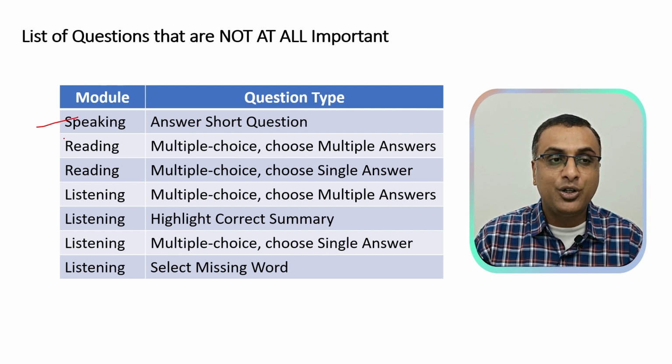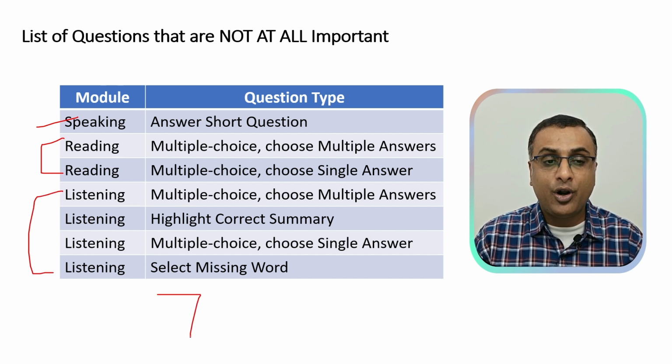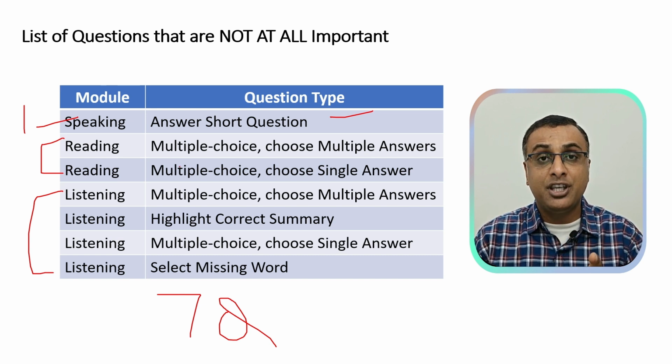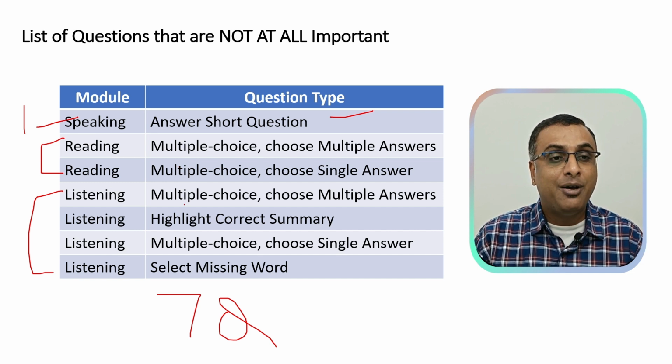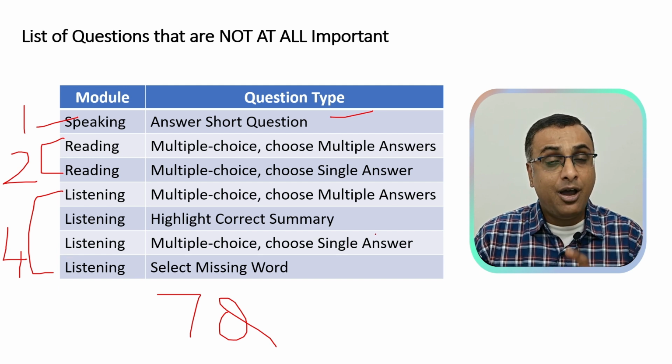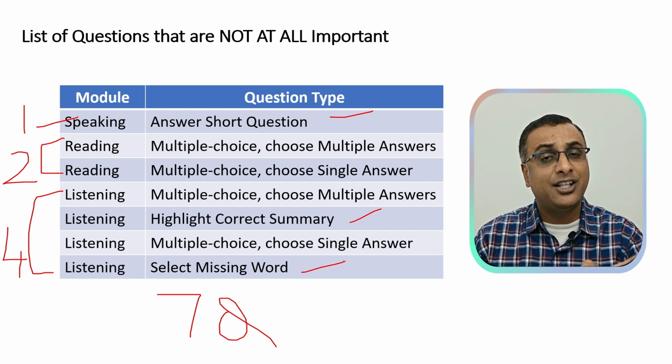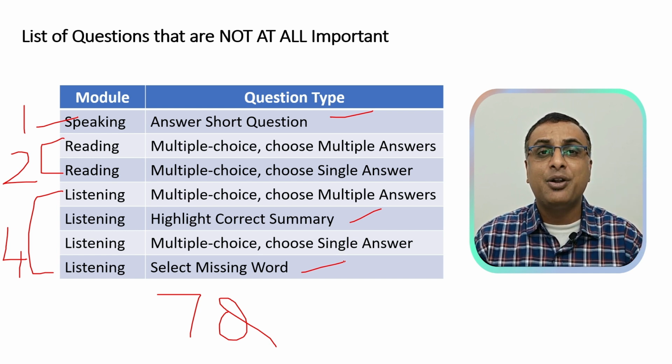Especially in your speaking module, reading module, and listening module, you get these questions. Overall, you have about 7 questions. In your speaking module, you have one question, which is answer short question, which is not so important. In your reading module, you get 2 MCQs, which you should not bother about. But in the listening module, you get 4 questions. In reading, as I've told, it is 2. Whereas in listening, you'll get 4 questions: 2 MCQs, 1 highlight correct summary and 1 select missing words. So these are the number of questions and these are the question types that you should never bother about.